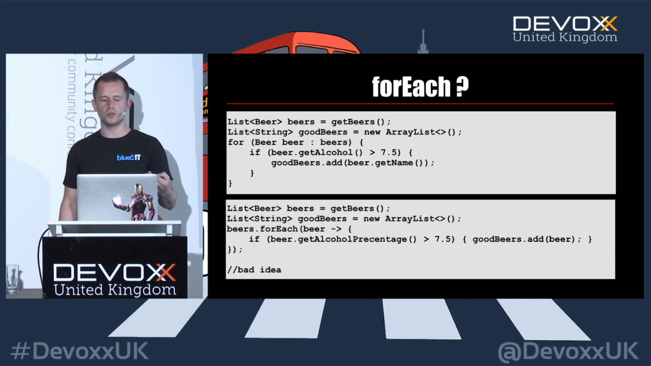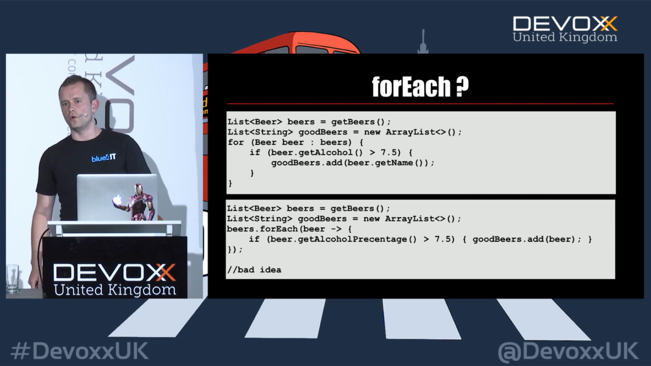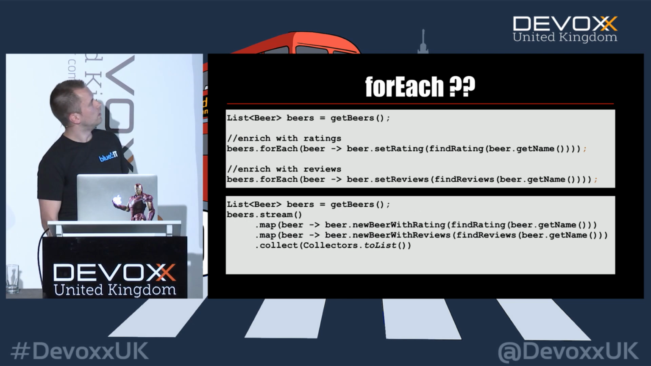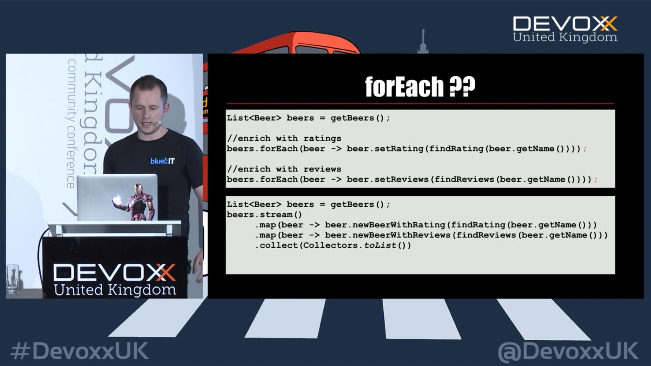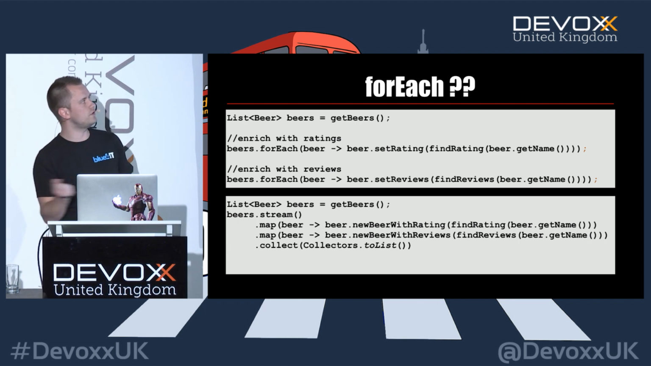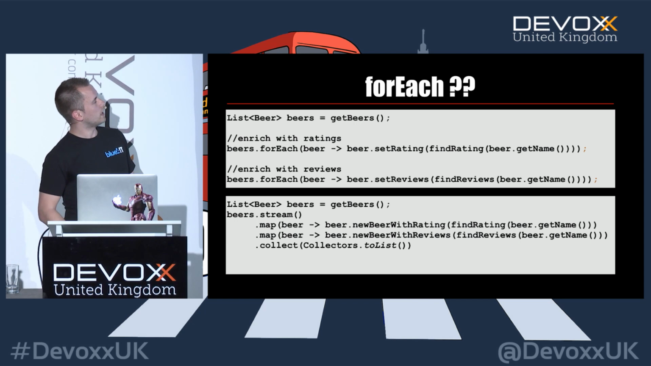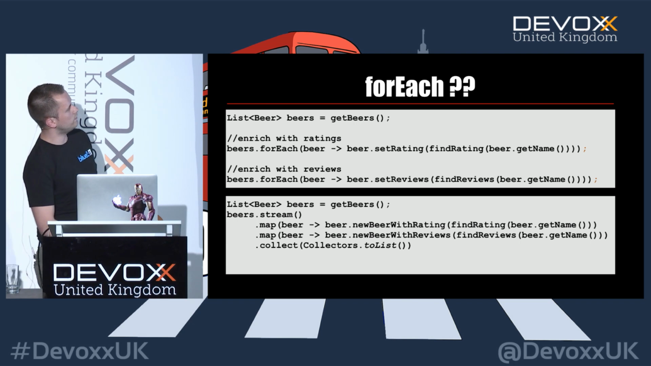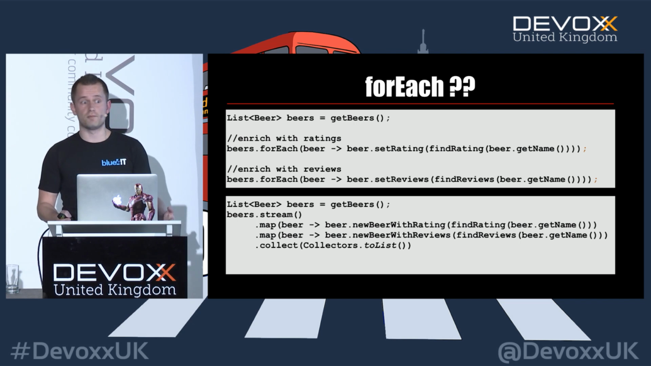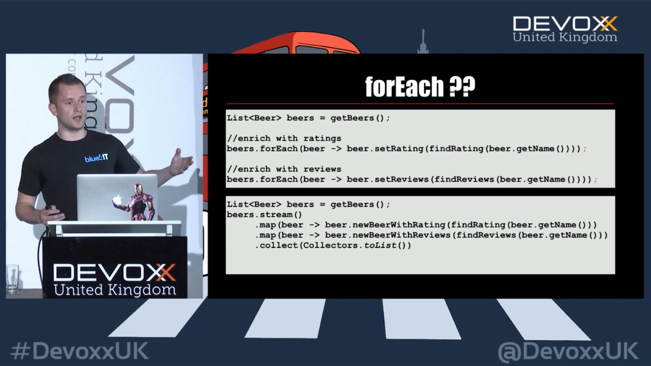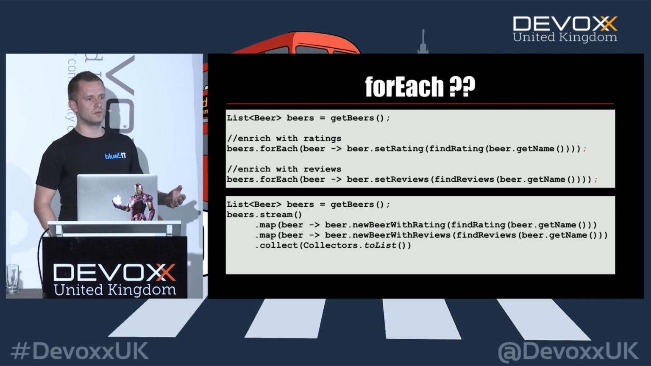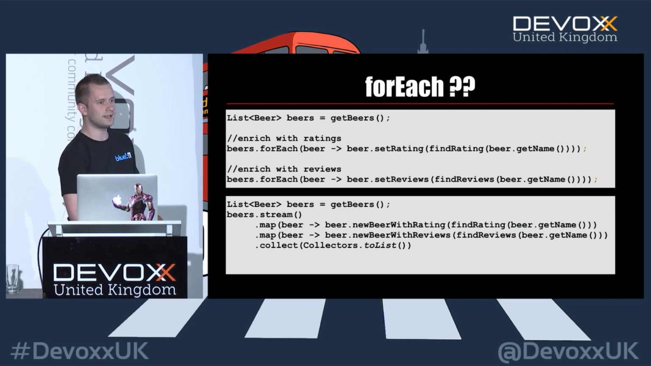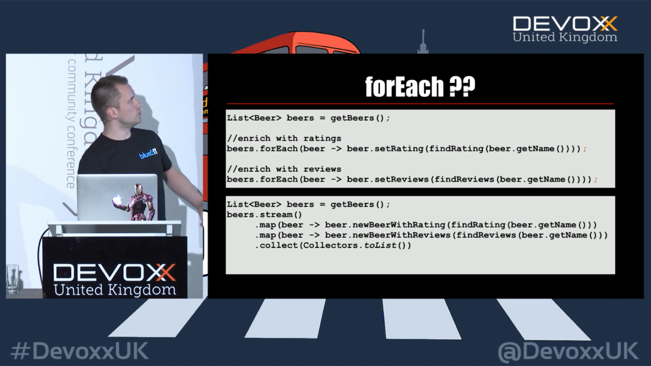I saw people using forEach in a very different way, like this. We have our beers, and we have a second data source that gets me my ratings for that particular beer, or my reviews for that particular beer. And people were like, okay, for each beer I will do the ratings, and then for each beer I will do the reviews. It is a declarative way of programming, because you describe what you do instead of how you do it. But what you do now is you loop over the list once, you loop over the complete list twice. Not very efficient.